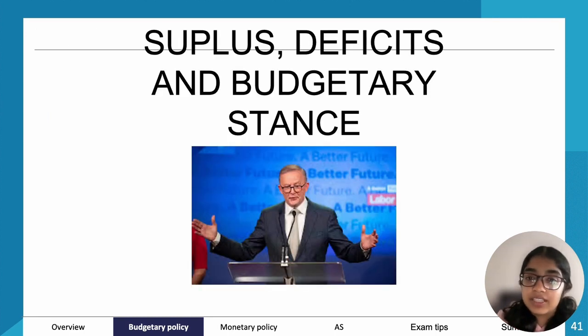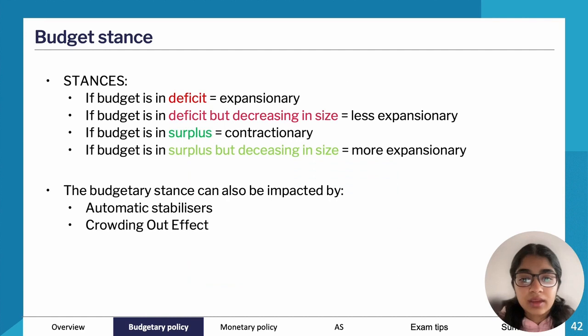This part here is definitely an important part: surplus, deficits, and budgetary stance. Okay, so what is the policy stance? The budget stance is basically whether it's expansionary or contractionary. Let's say the budget is in deficit. That means it's expansionary. It's trying to increase aggregate demand, trying to increase the levels of demand in the economy. So it means that the government is spending more than it receives in receipts.